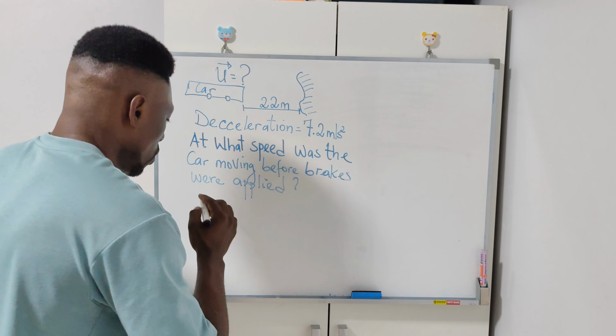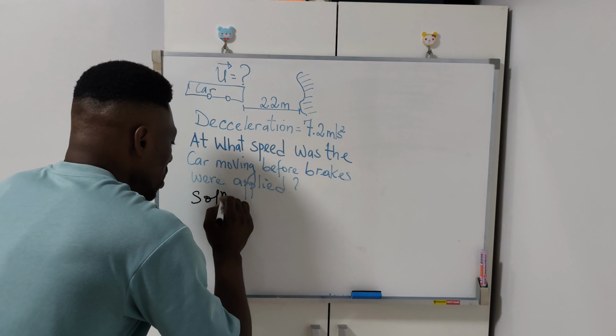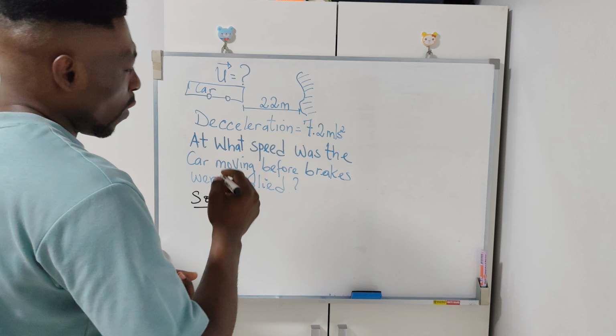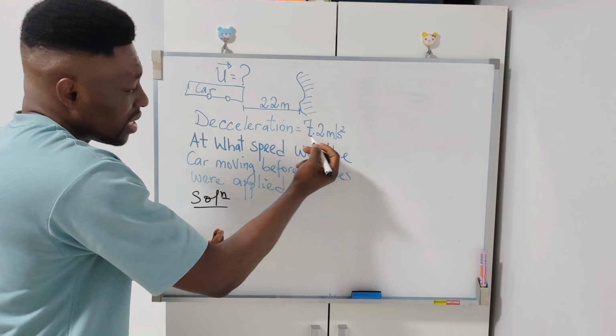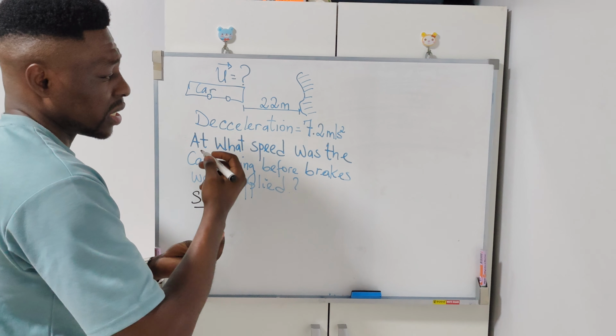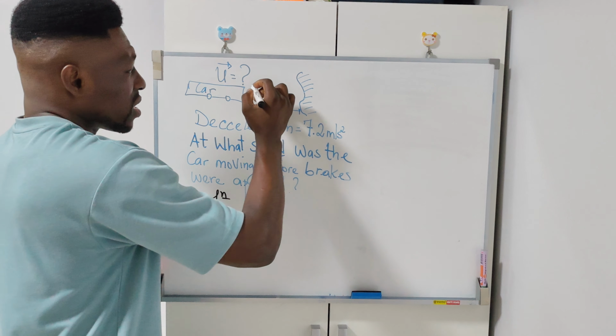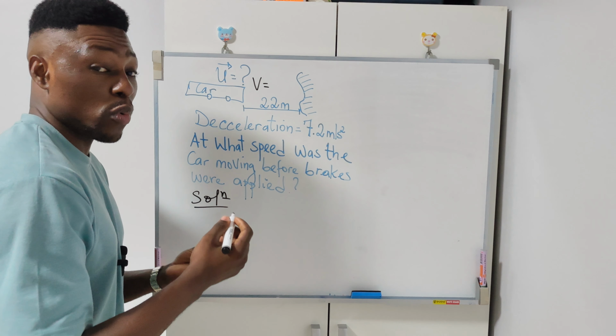With this information, we would like to know at what speed was the car moving before brakes were applied. Follow me, dear friends. Solution. They are asking here for the speed. Now, first and foremost, what do we have? We have the braking distance, we have the deceleration. We do not have the speed. But there's another piece of information, which is the final velocity, which we can pick from the question.